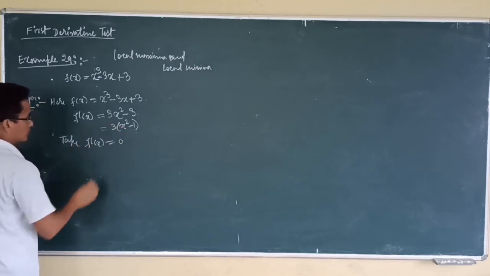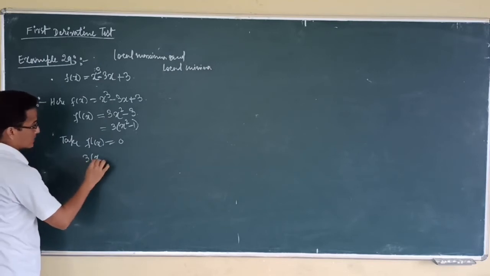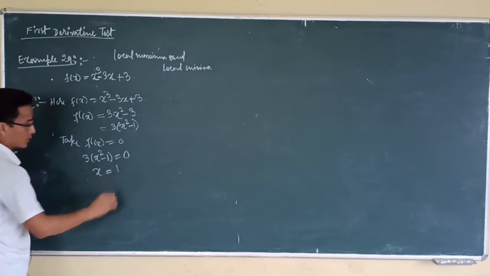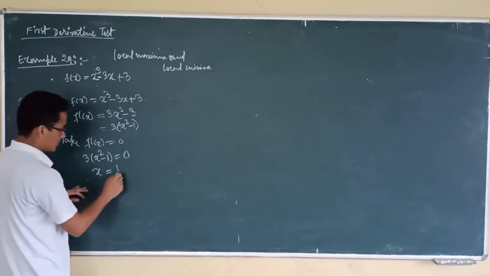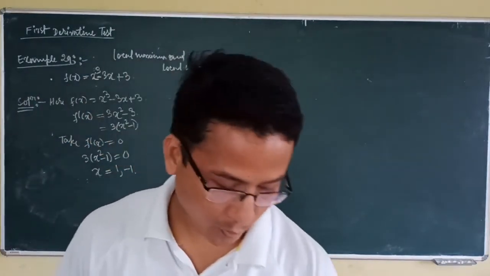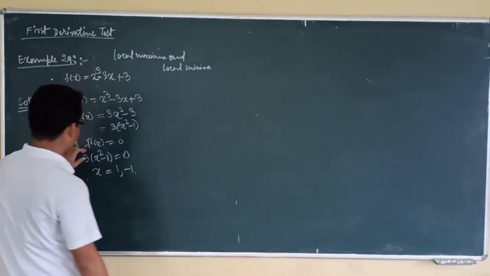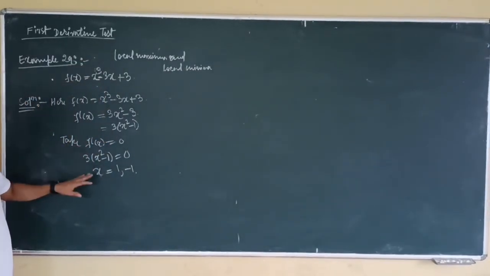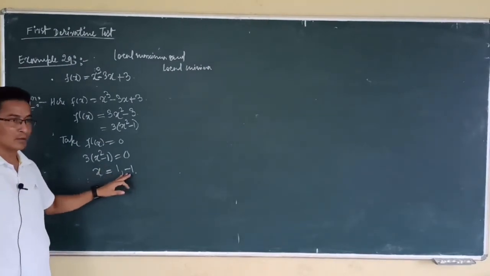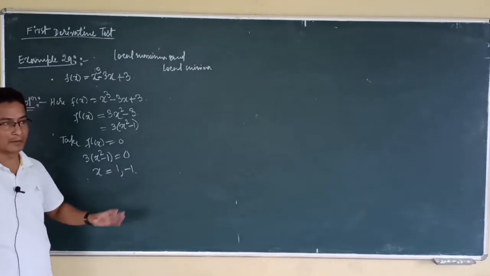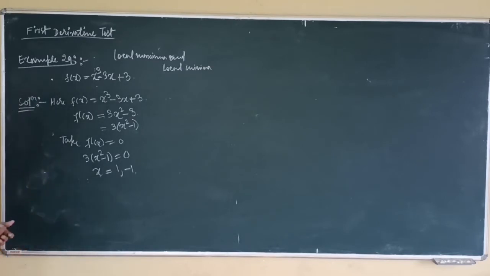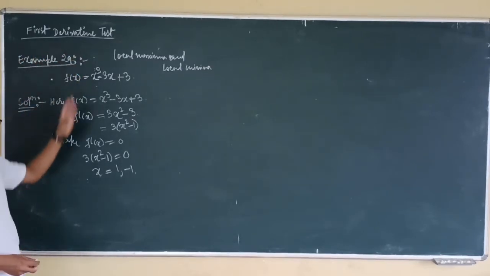Now put the value: 3 times x square minus 1 equal to 0. That means x equals 1 and minus 1. The value of x is plus or minus 1. These two are the critical points. Now we don't know whether each critical point is for a maximum or a minimum, so we use the first derivative test to find out.